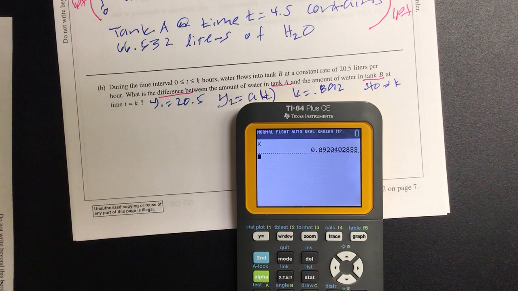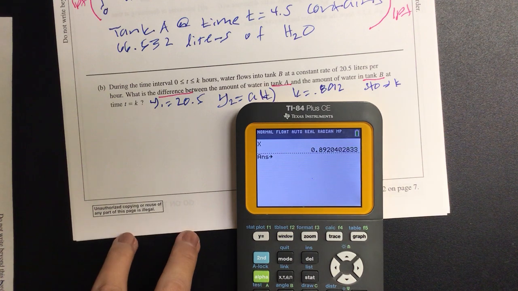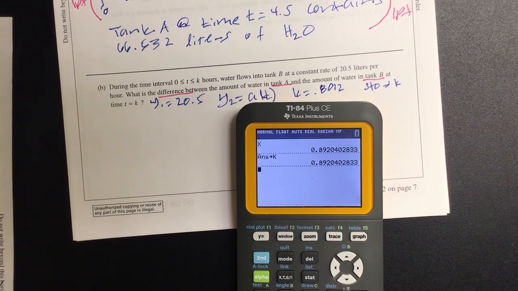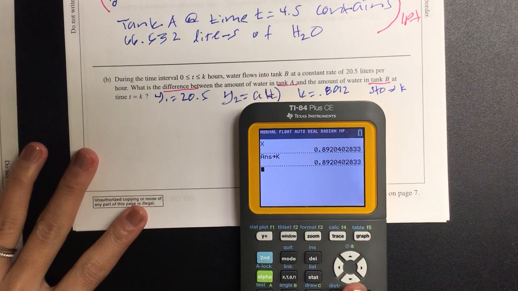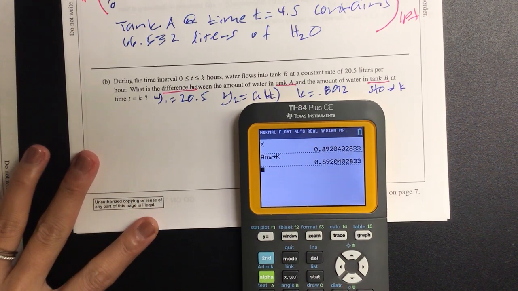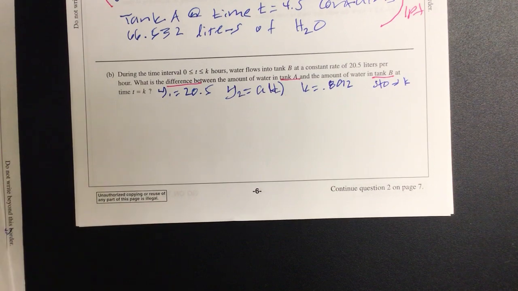And I'm going to store it. Store is right above the on button. I'm going to store that into my k. So alpha k is going to be right here. Anytime I bring up the variable k, it's going to give me the whole value without rounding. And if you're having trouble, check with your neighbor, because I can't get to your calculator.